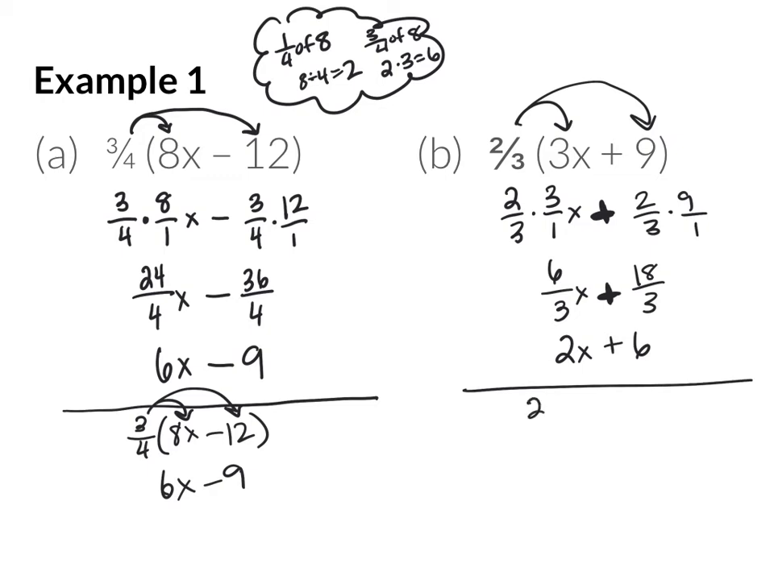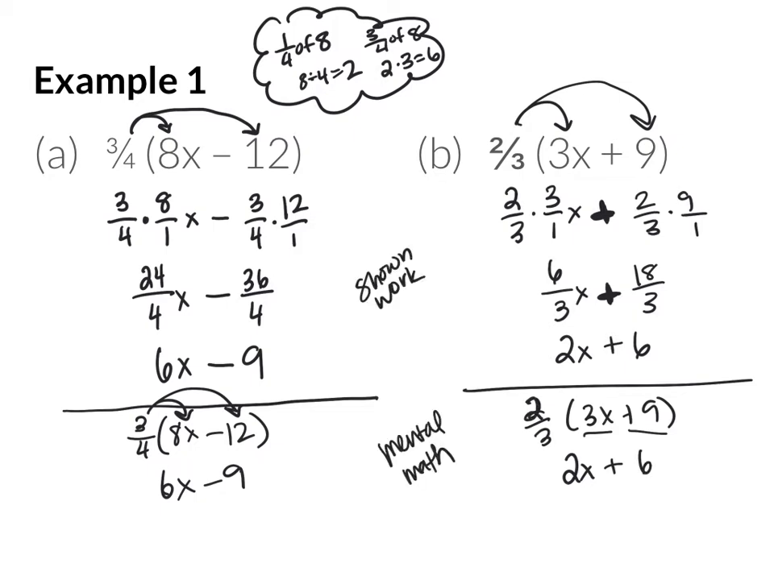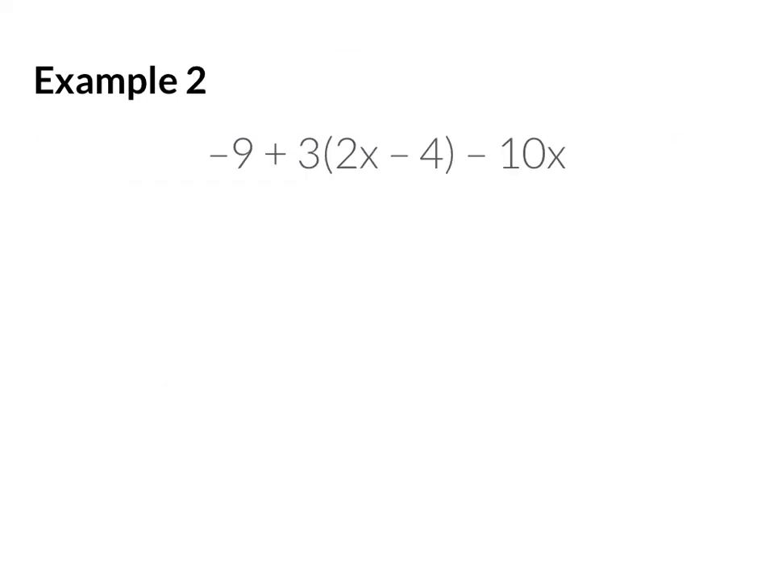If we're going to do it the mental math way of 2/3 of 3x and 9, I think to myself, what's 1/3 of 3x? That would be 1x times 2 is 2x. Then I think to myself, what's 1/3 of 9? A third of 9 is 3, times 2 is 6. When you're solving these distributing fraction problems, you can either show your work the long way or you can use your mental math. For example 2, we don't have any fractions, but we do need to distribute and then simplify.